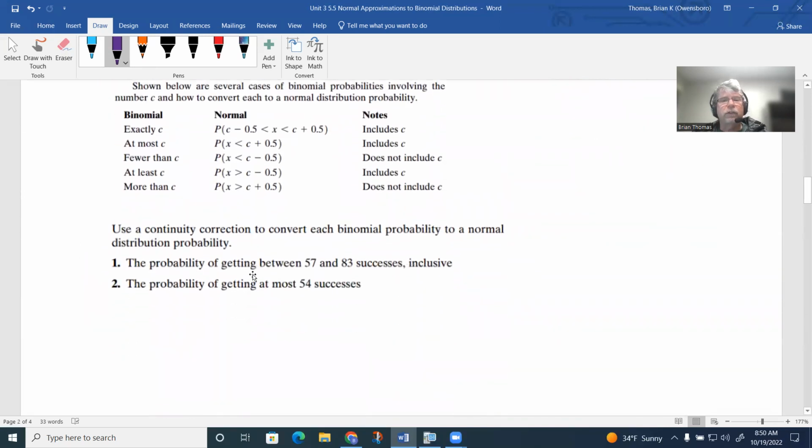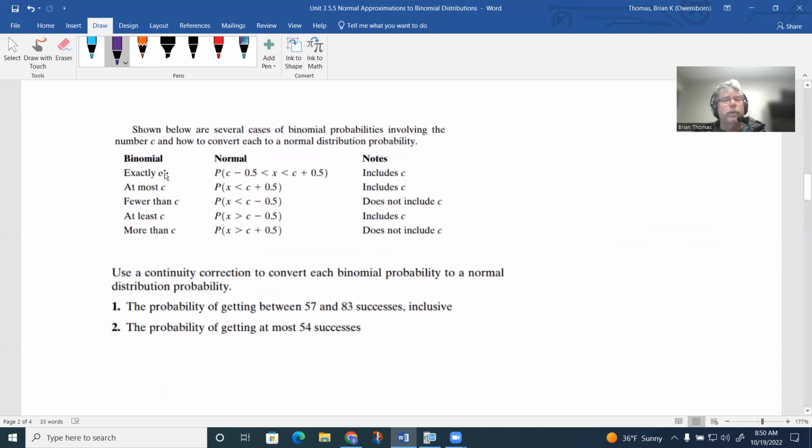So this is a table that you can use as well. The left side has the binomials, and this tells us how to write the normal. So this is also something we can use as a reference. Use the continuity correction to convert each binomial probability to a normal distribution probability.